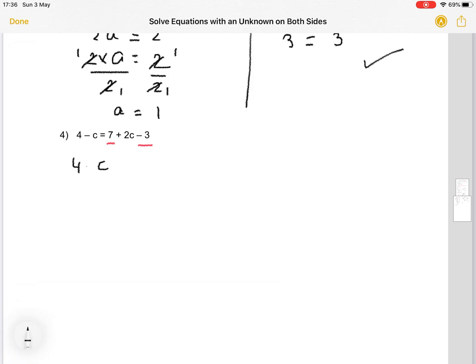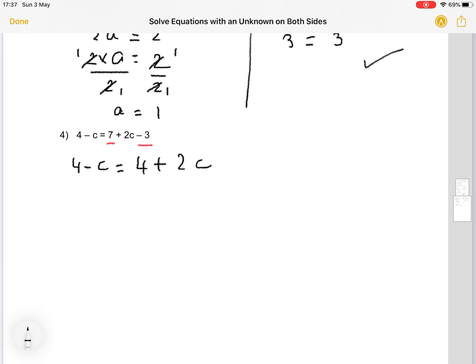4 minus c, there's nothing to collect on the left hand side, is equal to 7 minus 3, I'm going to collect the number terms, which is 4 plus 2c. So now we have an equation just like the previous 3. Now, we must organize that equation by arranging the letter terms on one side and the number terms on the other.